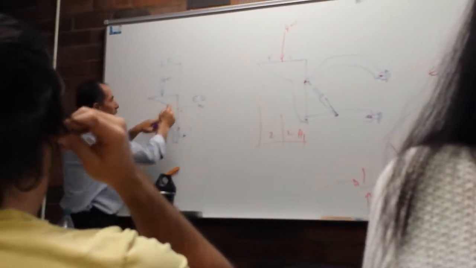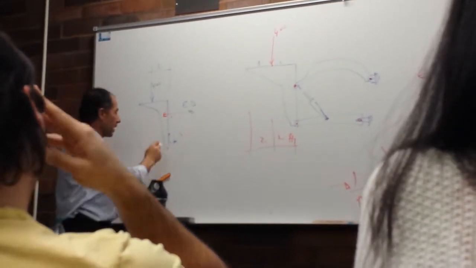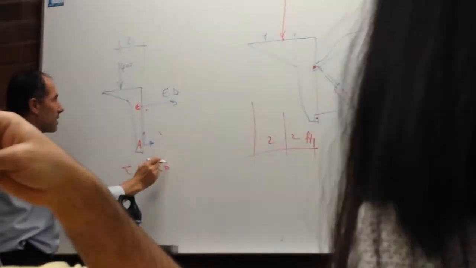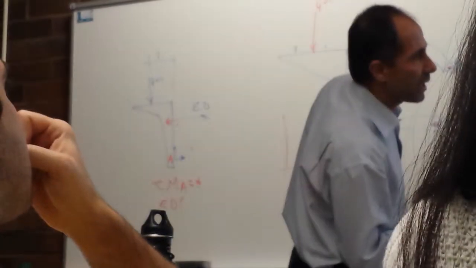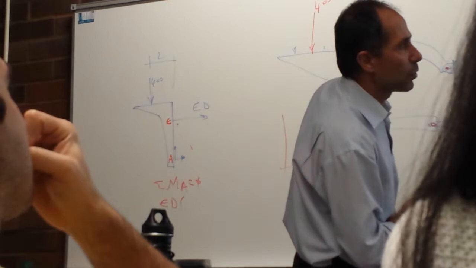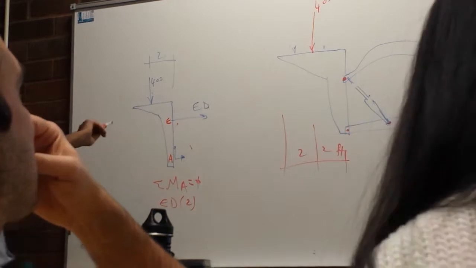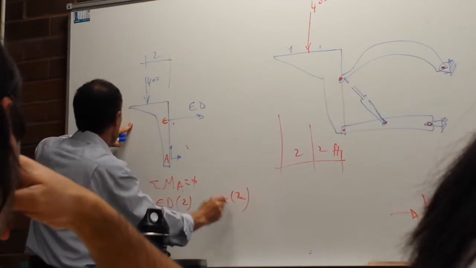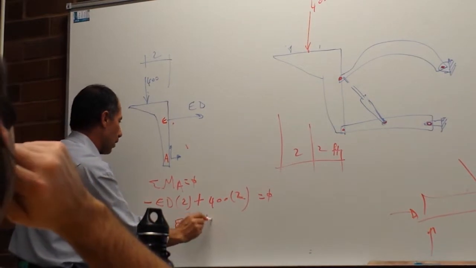So from here, this is point E, and down here is point A. Sum of the moment at A equals 0. We have ED times the height, from A to E is 2 feet. It's going to be negative. And we have 400 times 2 is going to be positive, equals 0, so ED equals 400.